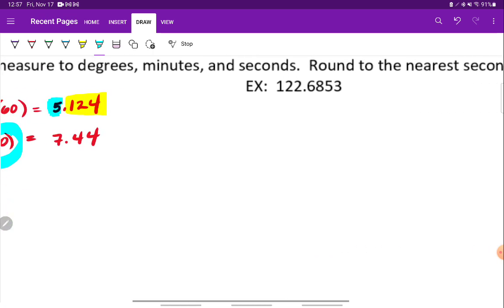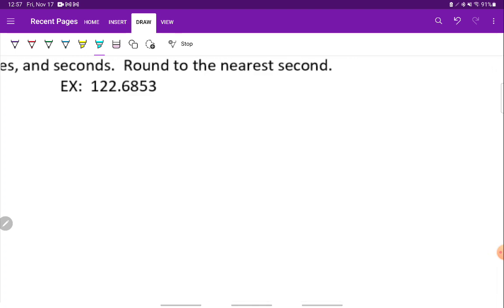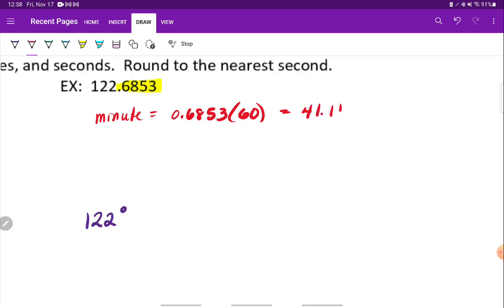Let's try one more. We want to convert 122.6853 degrees to our degree minute second notation. Our degrees is going to be the whole number portion, 122. To get the minutes, we take the decimal and we multiply it by 60. And that gives us 41.118. We'll take that whole number portion as our minutes.